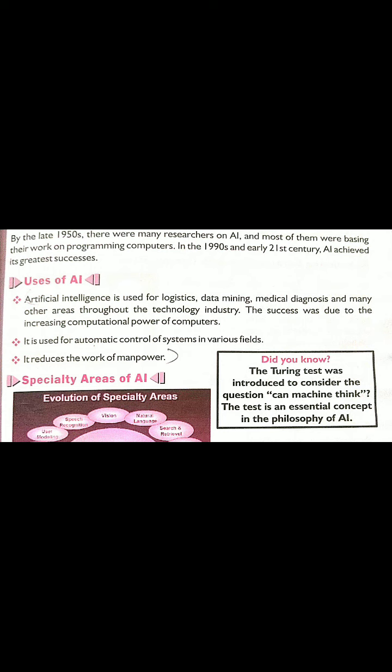The success was due to the increasing computational power of computers. In olden days, computers used to do small work in a very long time, but nowadays computers use very smart CPUs and processors, so they can do a very large task in a very small time. This is the greatest achievement of artificial intelligence. It is used for automatic control of systems in various fields, so it reduces the work of manpower. Here you can see that we have sent some rovers to the planet Mars. It is a machine that can take decisions on its own and automatically control its parts. That is an example.